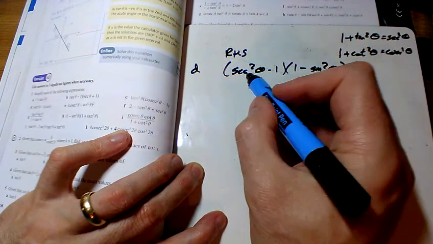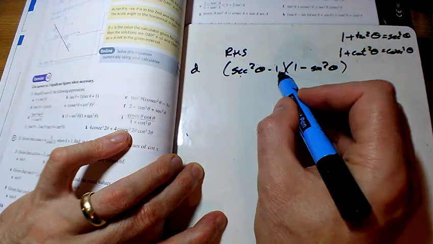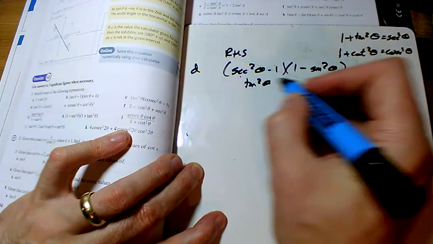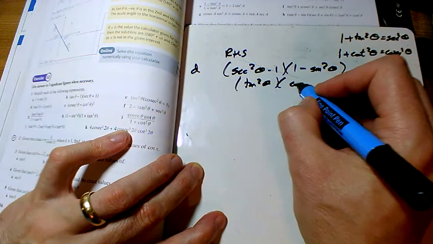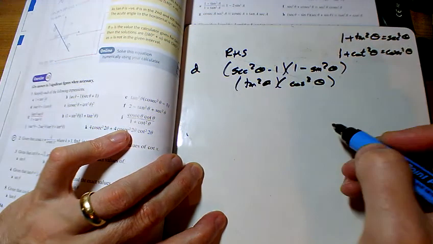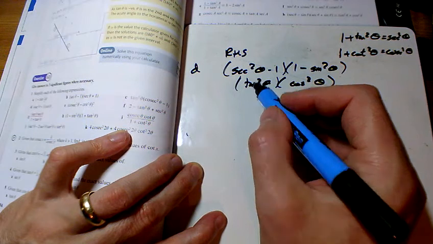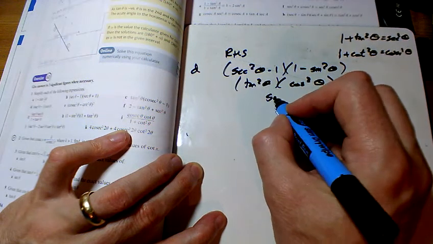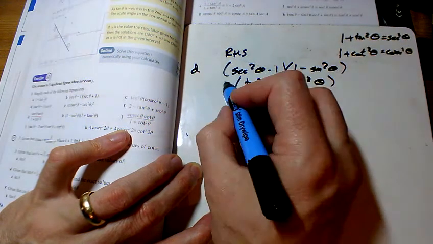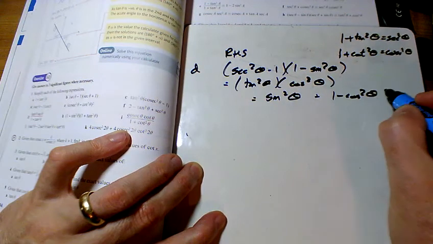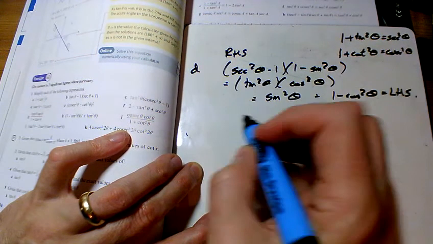I'm not going to multiply them out because I can spot that sec squared theta take away 1 is just tan squared theta. And I know that 1 minus sine squared is cos squared theta. And tan times cos, well, you know tan is sine over cos, times by the cos. So we've just got a sine squared. And sine squared is 1 minus cos squared. And that was the left-hand side.